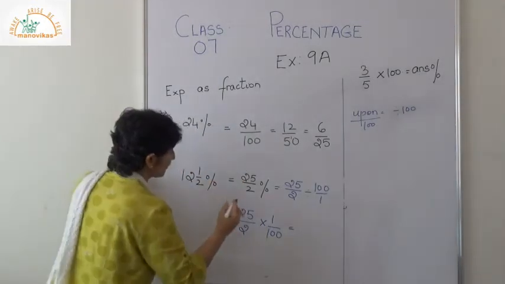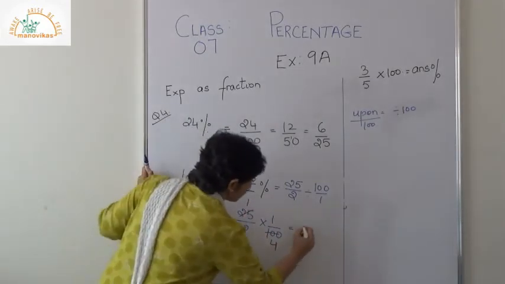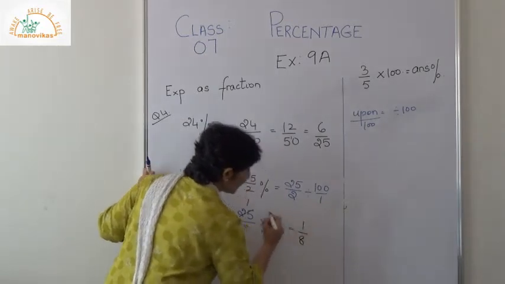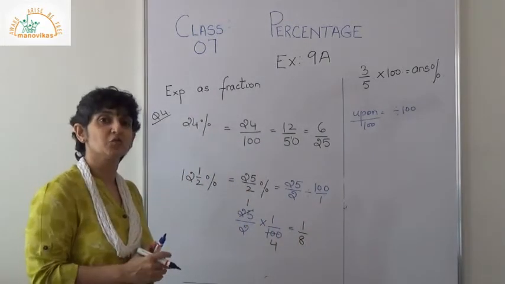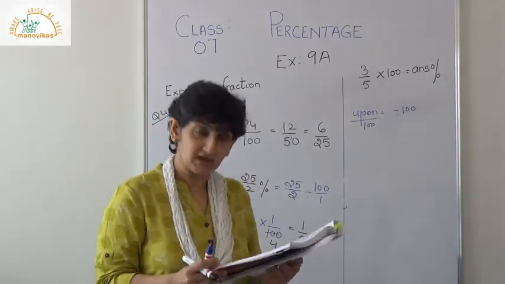So when I reduce, what do I get? 25 1s are 25, 25 4s are 100. So 1 upon 8. So I've converted this into a fraction. Have you all understood? Now, what does the third one say?